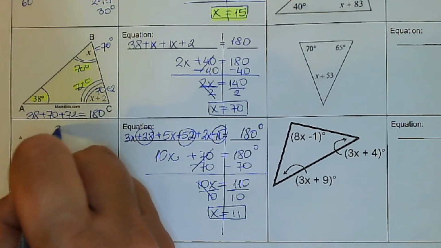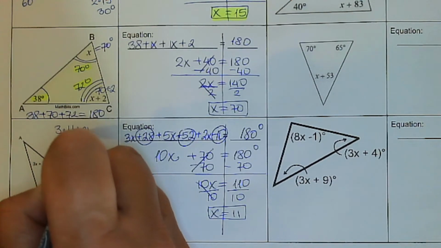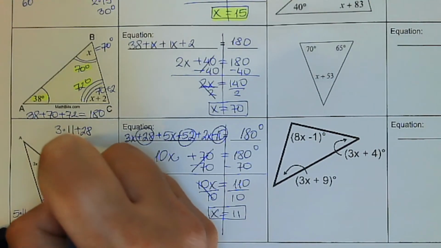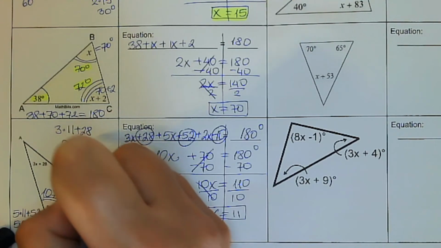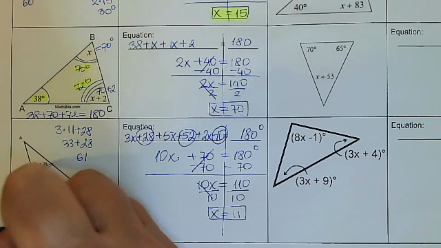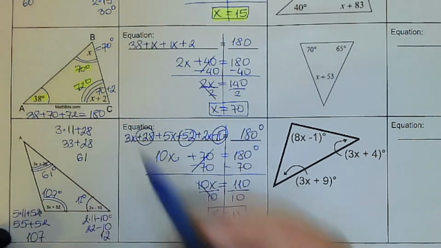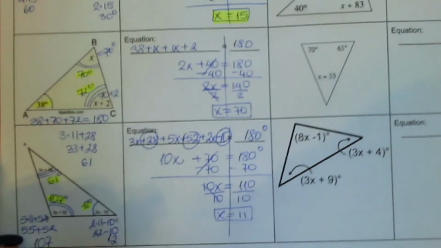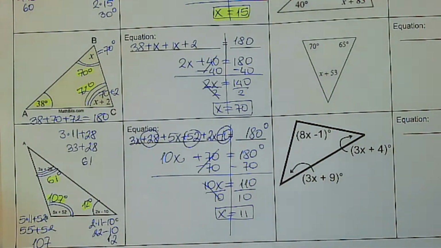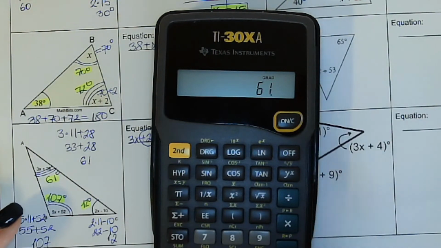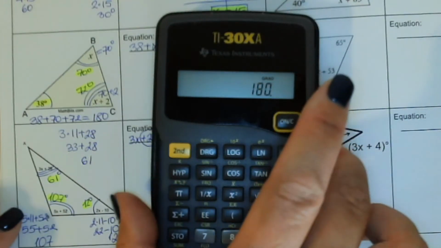3x plus 28 will be 3 times 11 plus 28. Substitute the x value. 33 plus 28. That will be 61. So this angle right here has to be 61 degrees. Well, let's check that fact. Is 61 with 107 with 12 all together adding up to 180 degrees? So we have 61 plus 107 plus 12 equals 180 degrees.